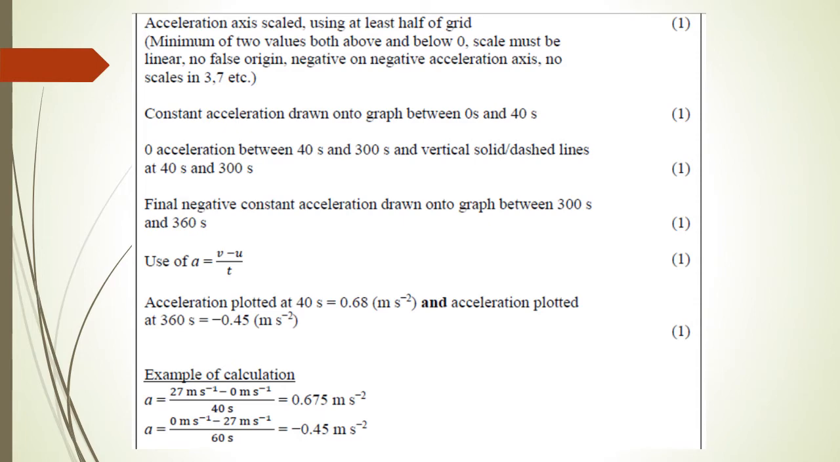In order to find acceleration or deceleration, you can use a = (v - u) / t, or you can use the gradient method. So the first part, acceleration is 0.68 meter per second squared, the second part it is 0, and the third part it is minus 0.45 meter per second squared. You have to show this calculation. When you draw the graph, it will be like this.